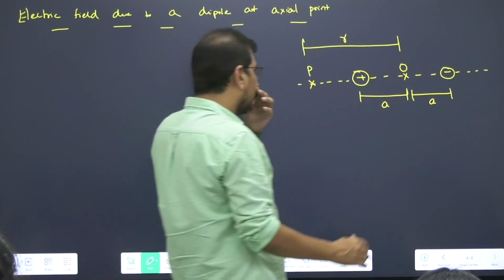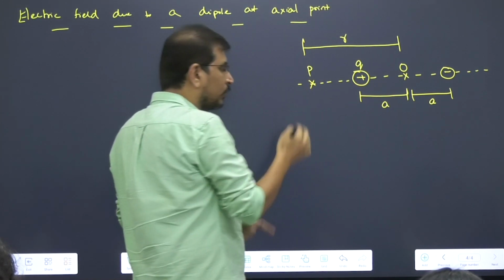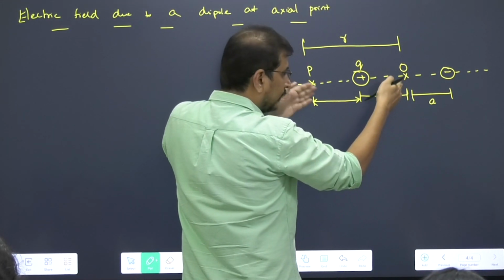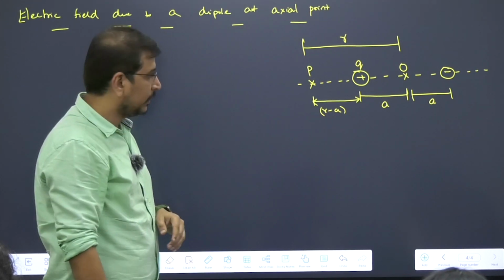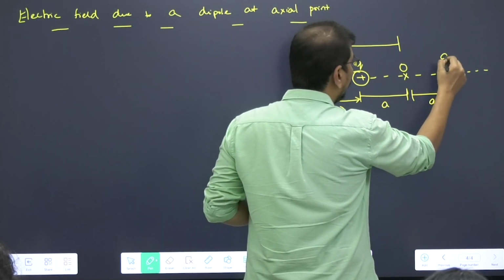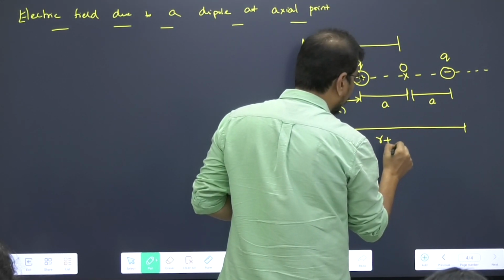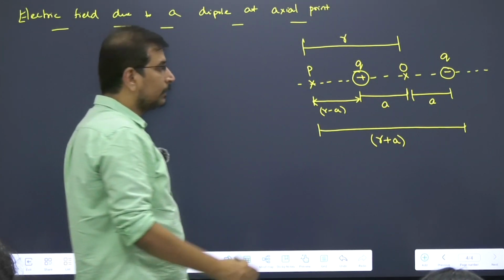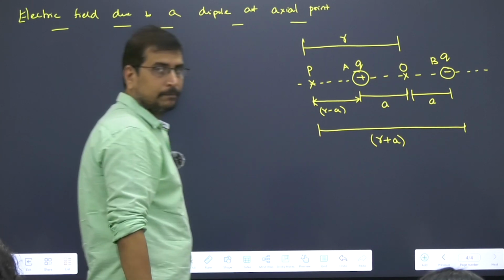Right. Now, what is going to be the distance from the positive charge to this point P? How much is this distance going to be? Obviously, R minus A, right? So, obviously, from the negative charge, how much is it going to be? It will be R plus A. Okay, let me call this as A and let me call this as B, right?